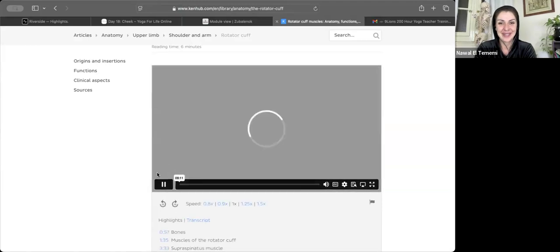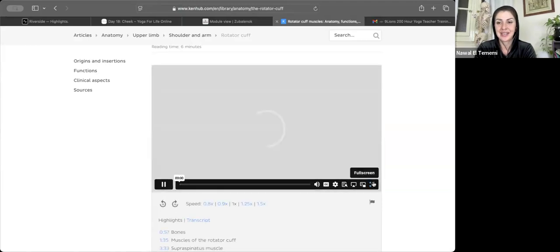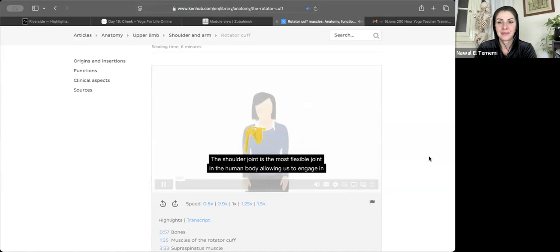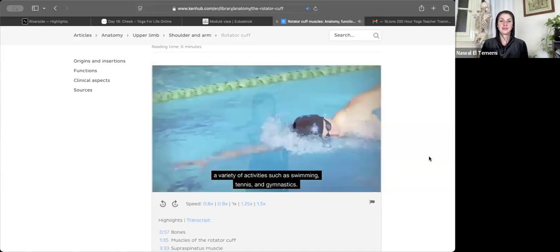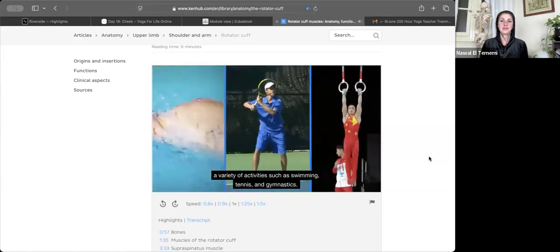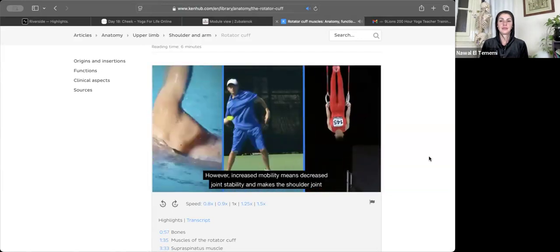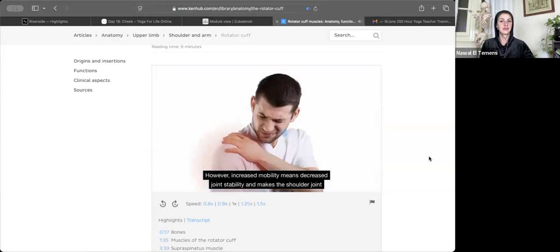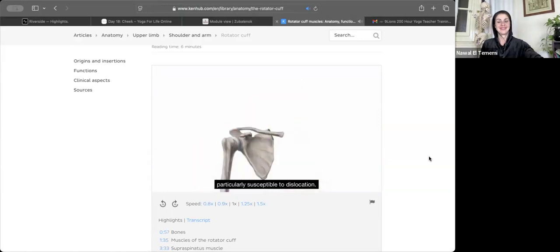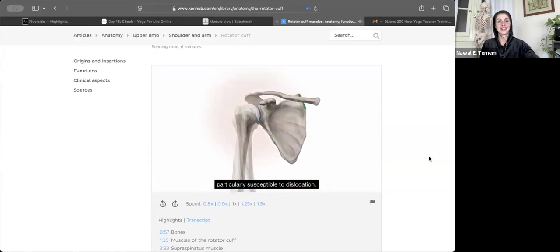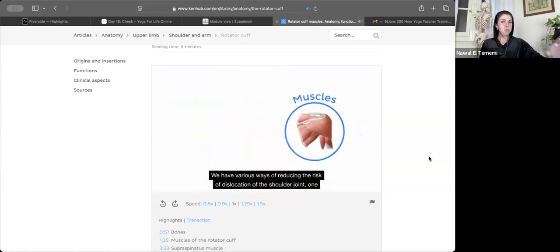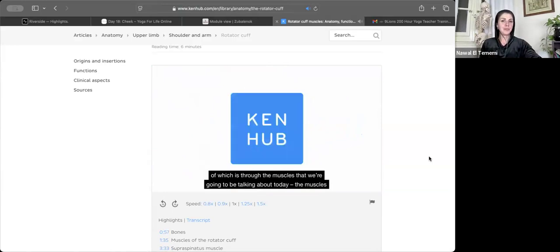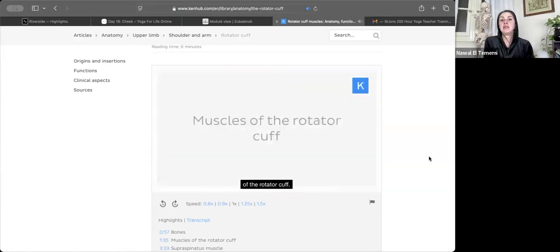Here, I'll open this. The shoulder joint is the most flexible joint in the human body, allowing us to engage in a variety of activities such as swimming, tennis, and gymnastics. However, increased mobility means decreased joint stability and makes the shoulder joint particularly susceptible to dislocation. We have various ways of reducing the risk of dislocation of the shoulder joint, one of which is through the muscles that we're going to be talking about today, the muscles of the rotator cuff.